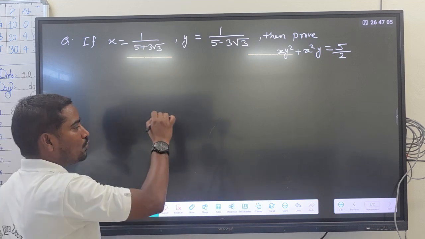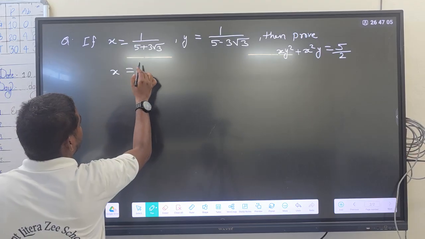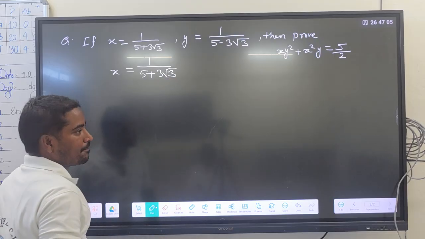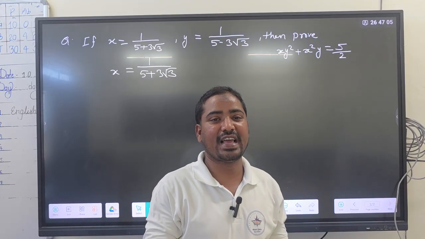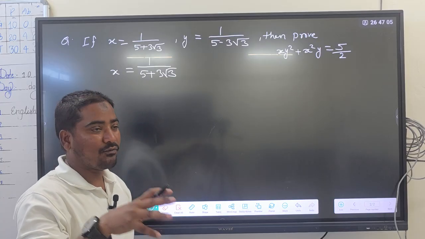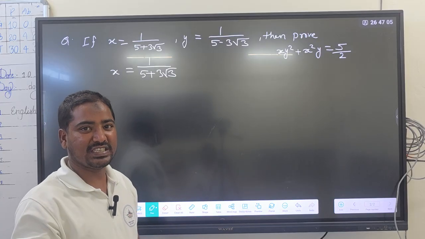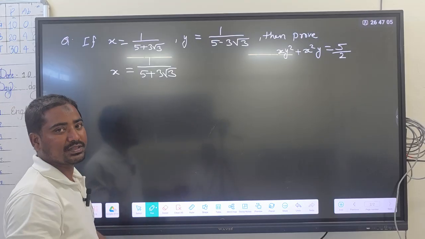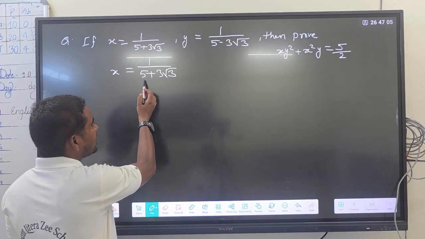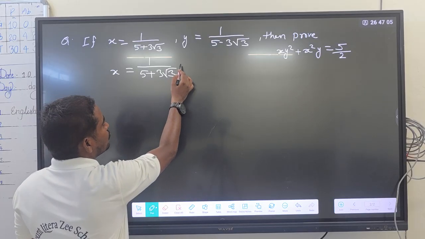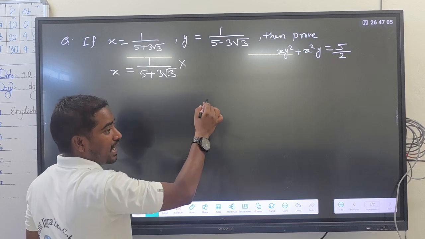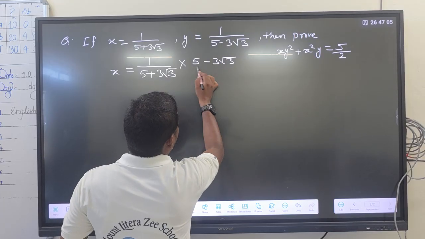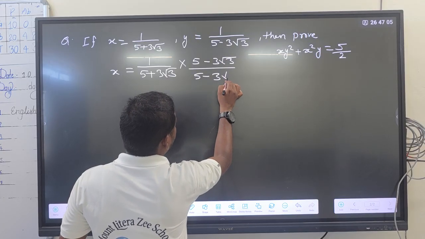So if you rationalize, you know very well students, we have been given x value as 1 upon 5 plus 3 root 3. Now the process of rationalization involves multiplying and dividing with its conjugate. What do you mean by conjugate? Means we will have the same expression with a different sign. Here we have the expression 5 plus 3 root 3, so when we multiply and divide by its conjugate, its sign will get changed, that is 5 minus 3 root 3 upon 5 minus 3 root 3.